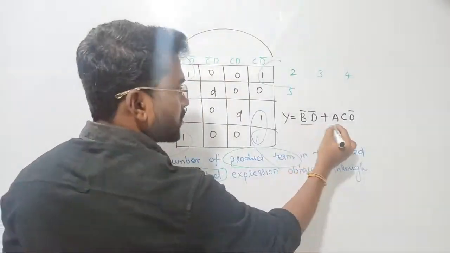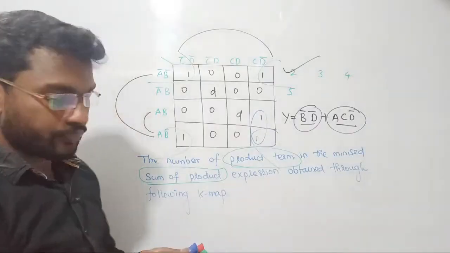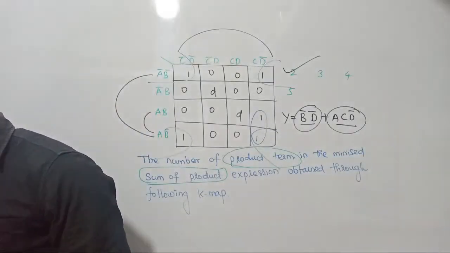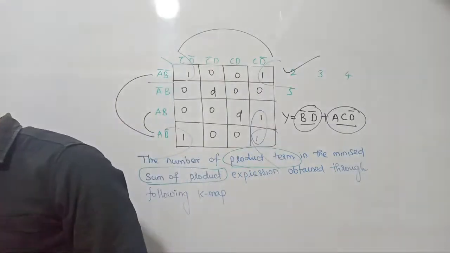Now how many product terms are there? Only 2 product terms are there. So the correct answer is what? Option A. Clear? I hope things are clear to you all.